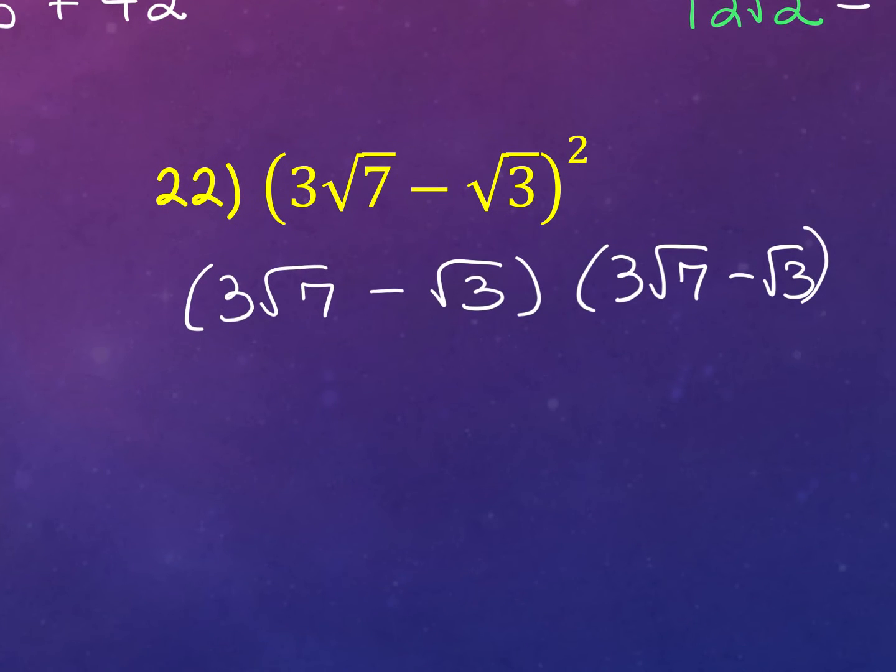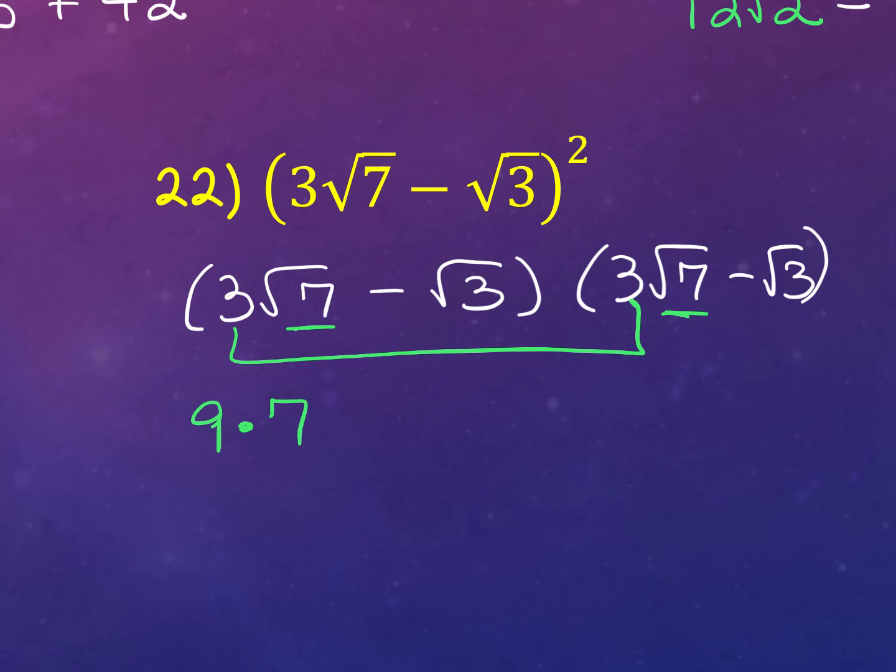So we're going to go ahead and multiply. First, I'll do the outside times outside. So that'll give me 3 times 3 is 9. And then square root 7 times square root 7, I've got a pair of 7s. So then the 7 comes out of the radical.